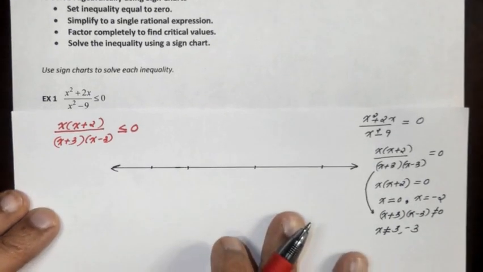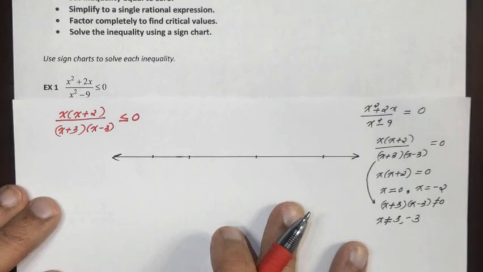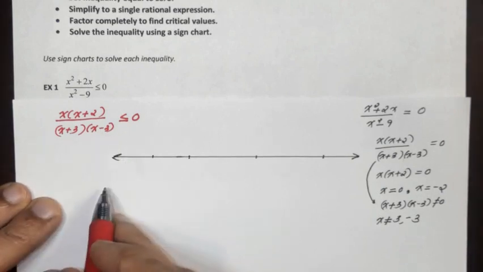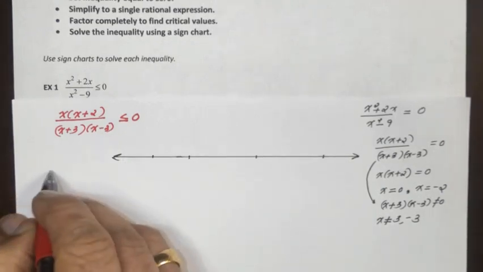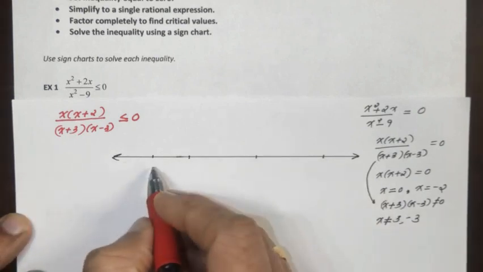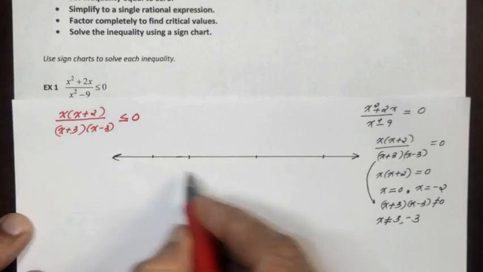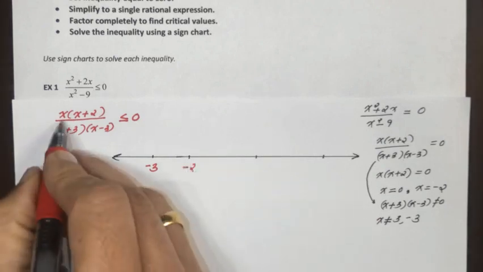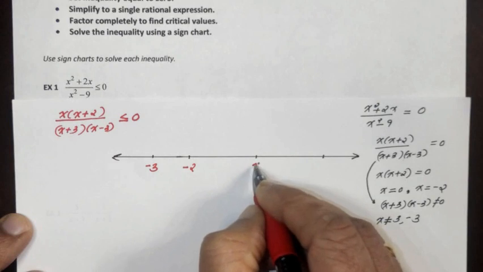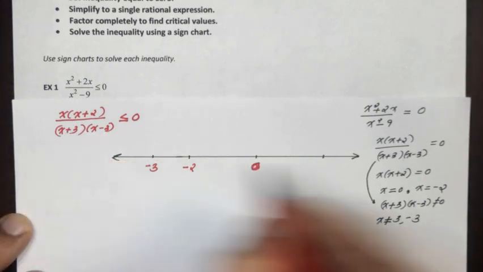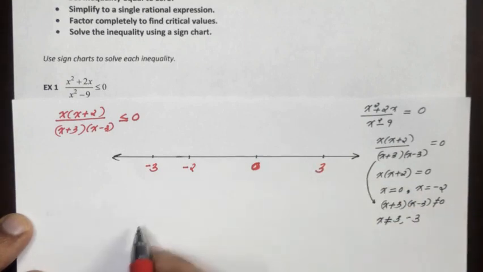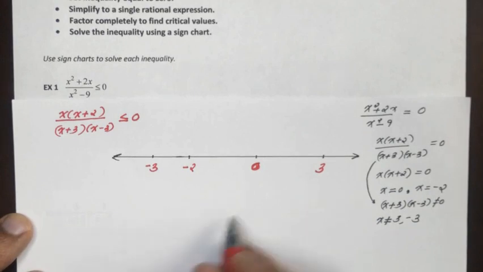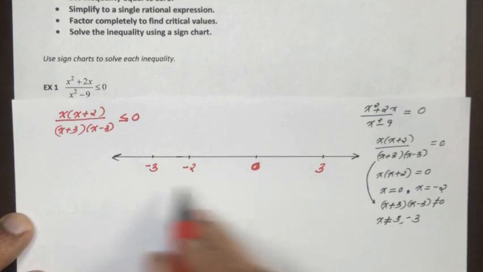Okay, now we will be looking at the sign chart. So we have four factors: x, x plus 2, x plus 3, and x minus 3. Let's put that here one by one. This is the number line. We have x plus 3 gives you negative 3, x plus 2 gives you negative 2, then x gives you 0, and x minus 3 gives you a positive 3. So these are the four solutions, but two of them are not in the domain. It's a restricted domain. Negative 3 and positive 3 are not in there.